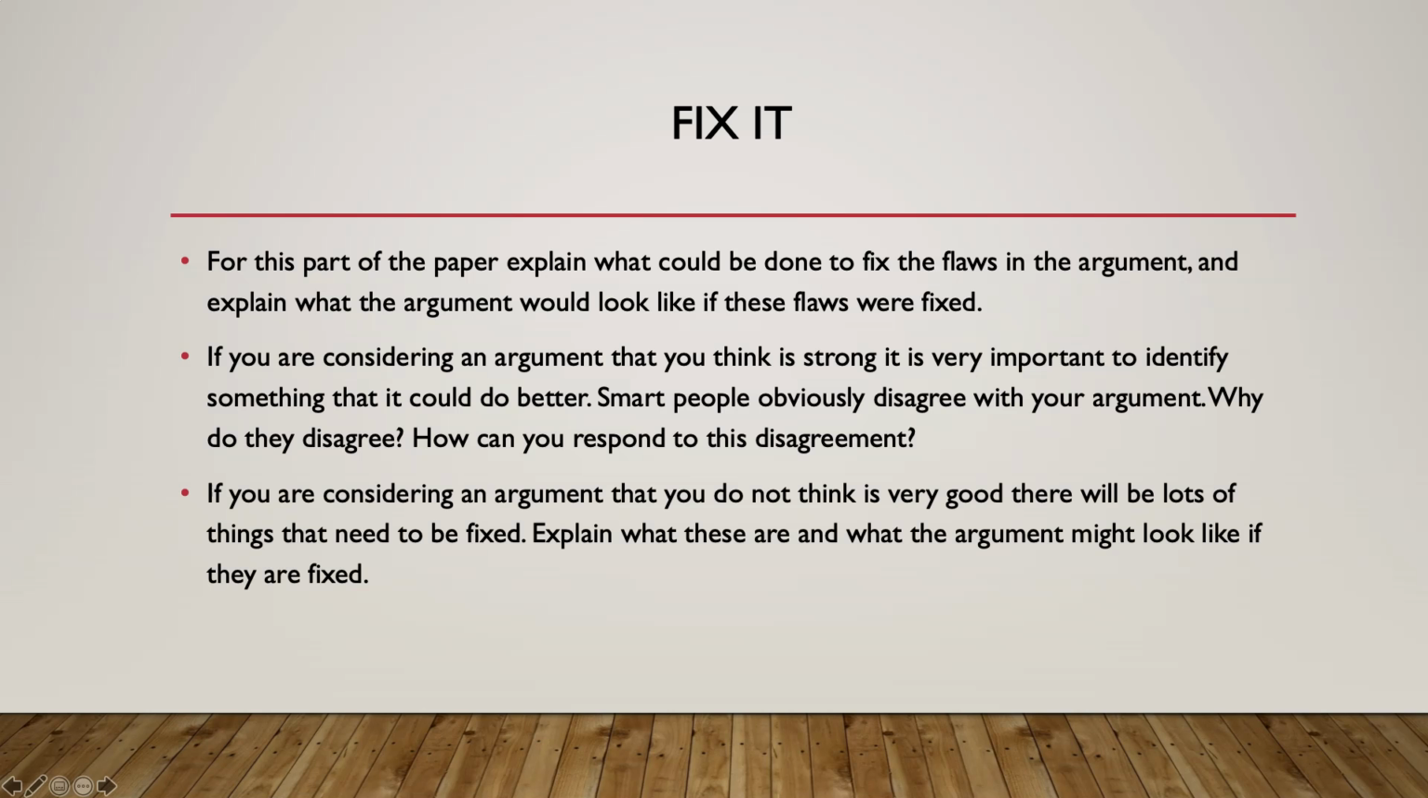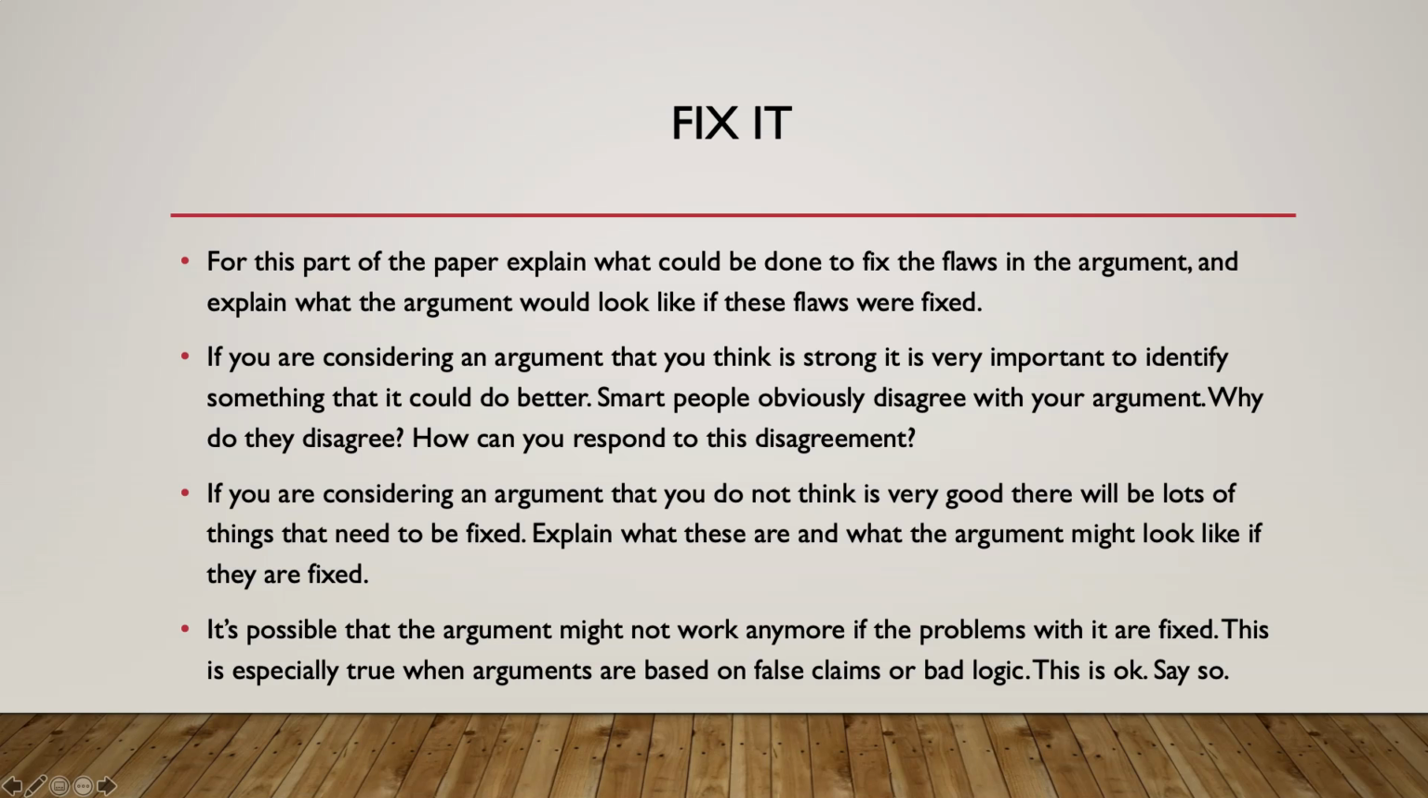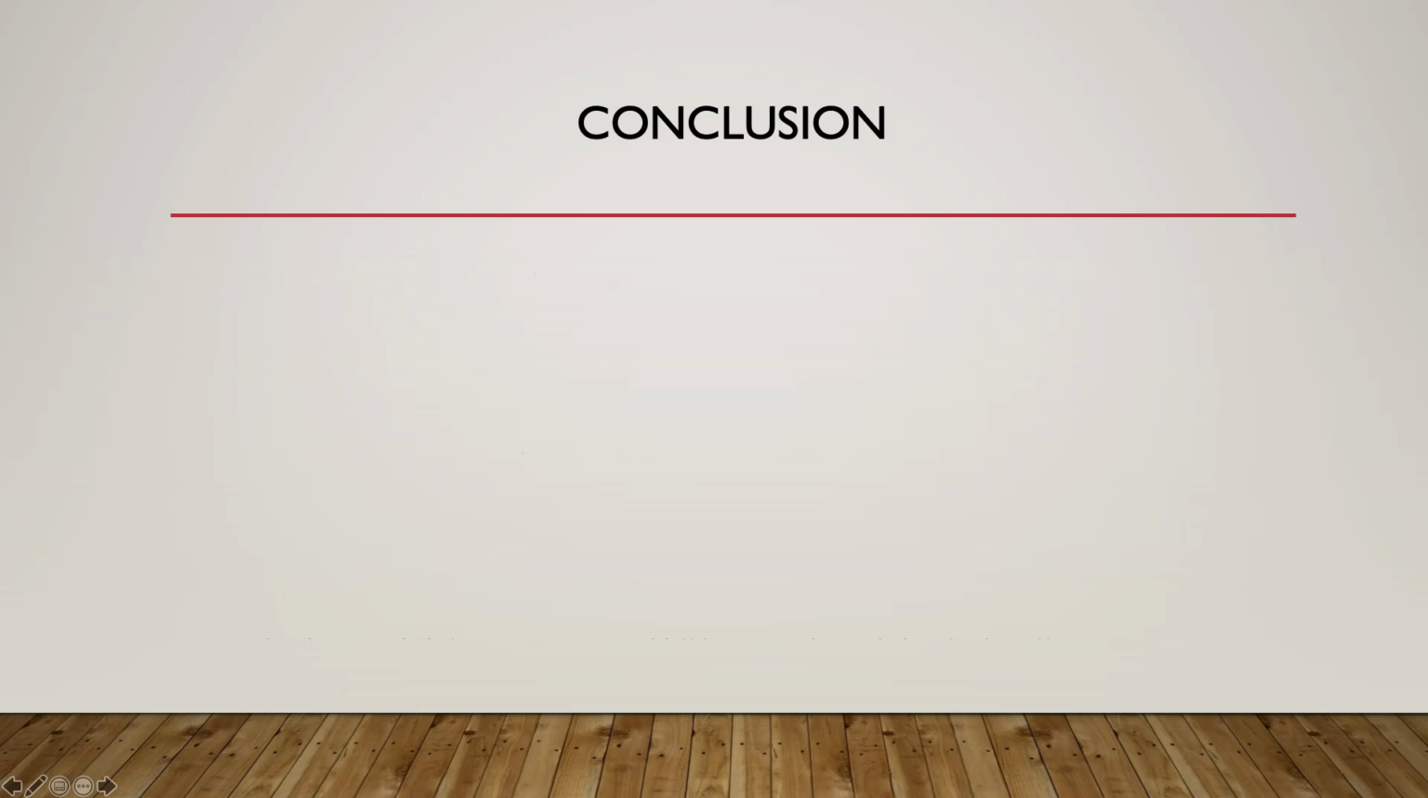If you're considering an argument that you do not think is very good, there's going to be a lot of things that need to be fixed. Explain what these are and what the argument might look like if they are fixed. It's possible that the argument might not work anymore if the problems with it are fixed. And this is especially true with arguments that are based on false claims or that use bad logic. Okay? So this is all right. Just say so. Just explain that, look, once I fix these things, the argument does not work anymore.